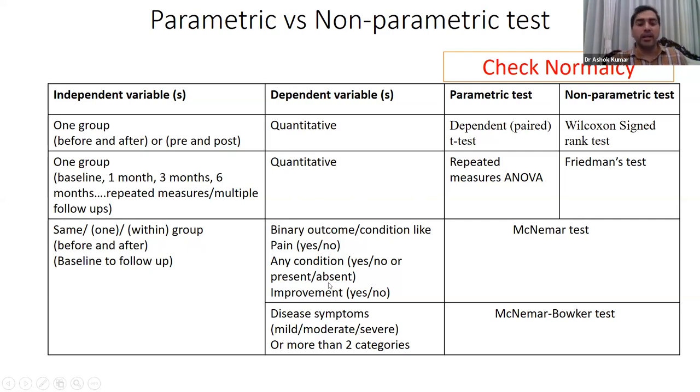The difference is about the dependent variable. In this case, our dependent variable is a binary outcome, only binary, yes and no. For example, pain, any condition, yes and no, abscess present, disease present. Mortality, yes, mortality, no, or improvement, yes, or improvement, no.